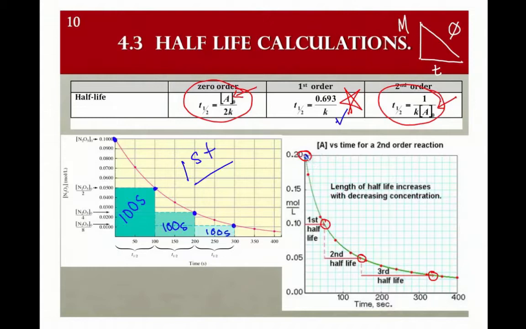Now let's take a look here. 0.2, down to 0.1 gave us a half-life of 50 seconds. And then we cut that in half to 0.05, and we have a half-life of 100 seconds. And then we cut that in half again, and we go from, let's see, 150 to 350. We have one of 200 seconds. So you notice that as you decrease your starting amount, you increase your half-life. So if half-life was increasing, that could support a claim that this was a second-order reaction.